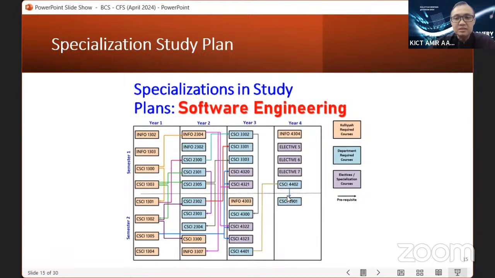You need to take at least 4 of those courses to qualify for specialization in software engineering. You will actually appear in your transcript later on when you graduate. You won't appear on the scroll, but you will appear on your transcript. Okay, so that is for software engineering.